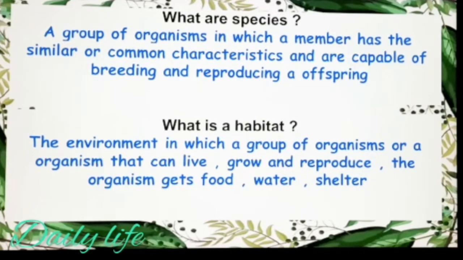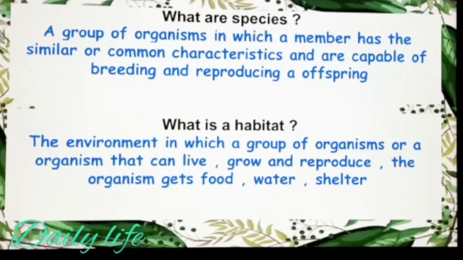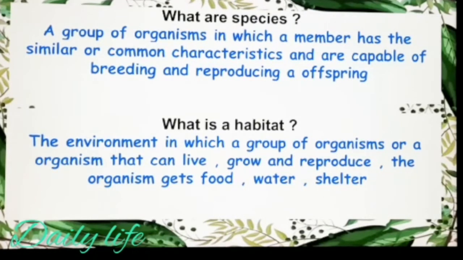What is a habitat? The environment in which an organism or a group of organisms can live, grow and reproduce. The organism gets food, water and shelter. The easy way to remember what is habitat is a place where organisms can live and reproduce. They get the suitable climatic condition for survival and they get the right amount of food, water and shelter. So now let's go to the next one.